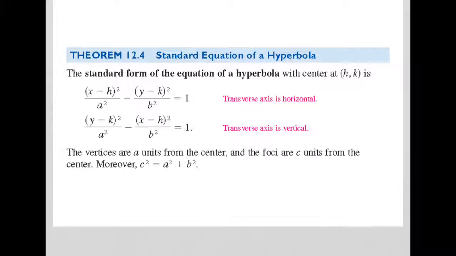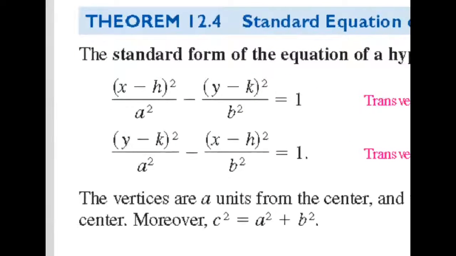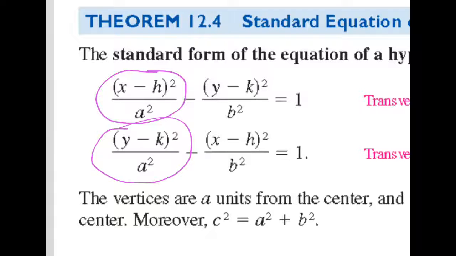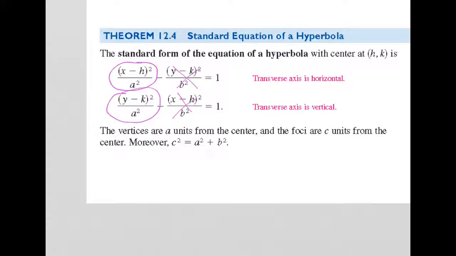A has to go with your positive piece. A has to be along the transverse axis. So notice in both of these equations, the positive term has the A value, not the negative one. The positive term has the A value. And that is important for what we're going to do later. What this is telling us is the vertices are A units from the center. Again, it matters if it's a vertical or horizontal hyperbola. That will tell you if you're going to the sides or up and down.